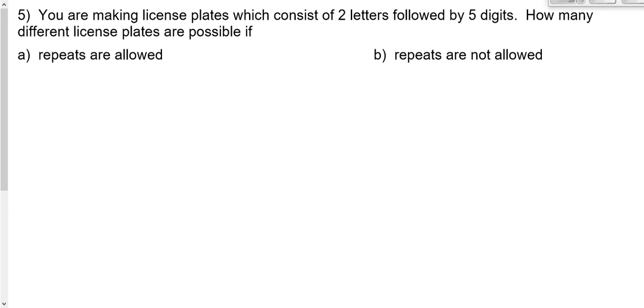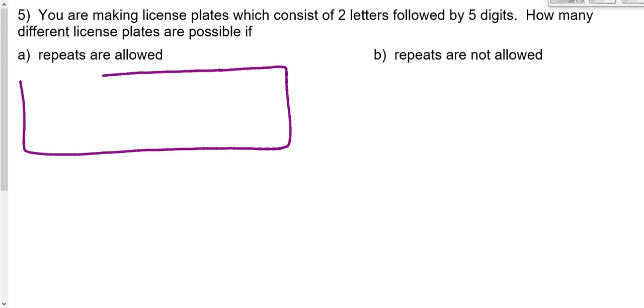So this last example is, you're making license plates, which consist of 2 letters followed by 5 digits. How many different license plates are possible if, and we have 2 different scenarios, repeats are allowed, repeats are not allowed. So let's start with repeats are allowed, meaning you can repeat a letter or you can repeat a digit. So here's the license plate. It has 2 letters, so I'm going to put a little blank for each letter, and then it has 5 digits. So let's put a little blank for each digit.